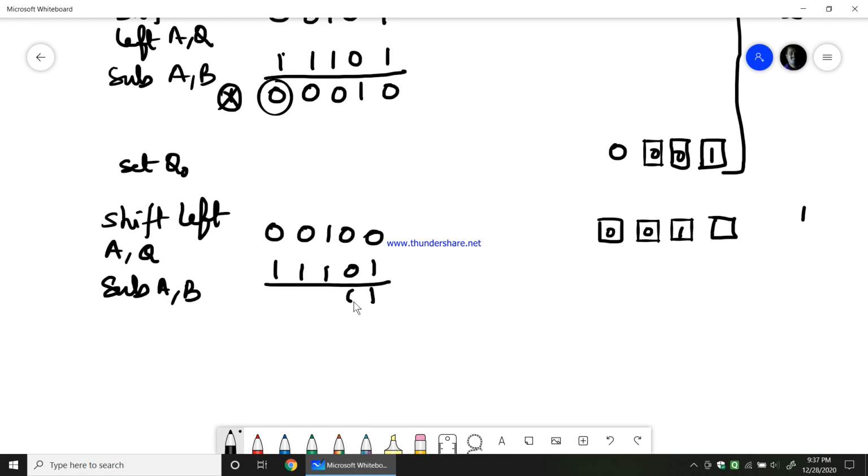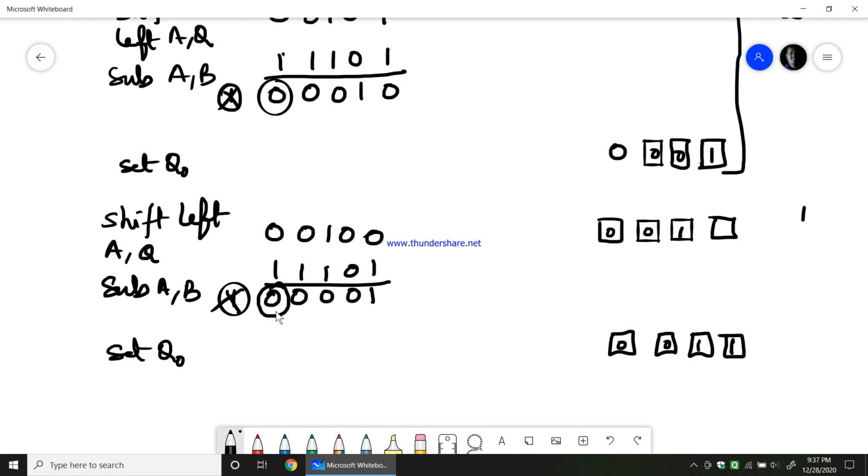So what will I get? 1 plus 1 0, 1 plus 1 0, 1 plus 1 0, 1 plus 1 0, and I will get a 1, which I am going to neglect. Now I'm going to check whether A is negative or positive. A is positive now because you see the sign bit is 0. Therefore, as the sign bit is 0, I am going to set Q naught to be equal to 1. So Q naught will now be equal to 1. So 1, 1, 0 and 0.